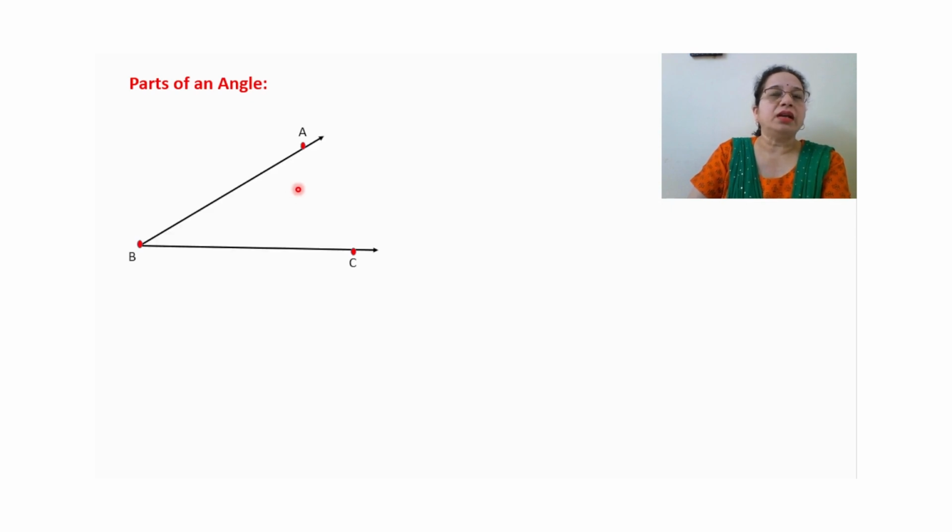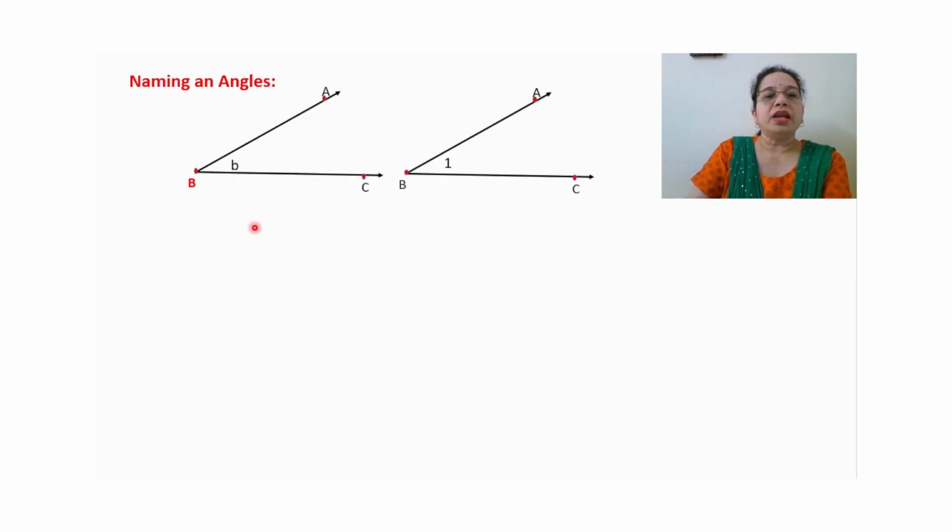Parts of an angle. So two parts are there of an angle. The first one is arm. So this ray BA and another ray BC, these two rays are known as arms of an angle, and this common initial point B is known as the vertex of the angle.